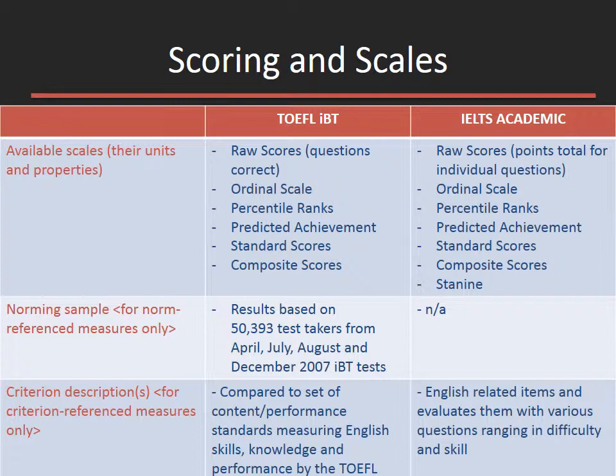In regards to the TOEFL IBT, the available scales included raw scores, ordinal scale, percentile ranks, predicted achievement, standard scores, and composite scores. The results were gathered based on 50,393 test takers from April, July, August, and December 2007 IBT tests. In regards to the criterion referenced, the results were compared to a set of content/performance standards measuring English skills, knowledge, and performance designed by the TOEFL creators.